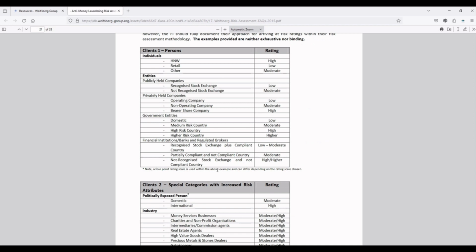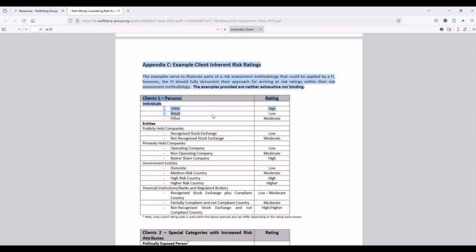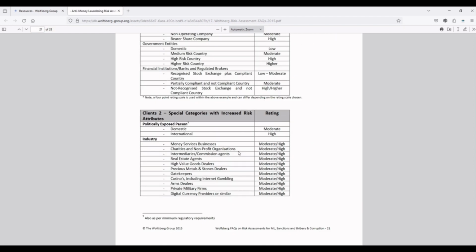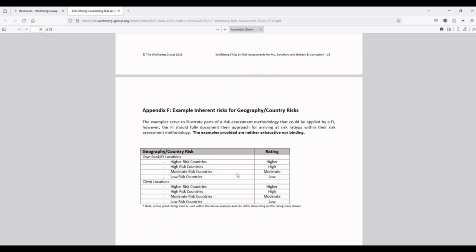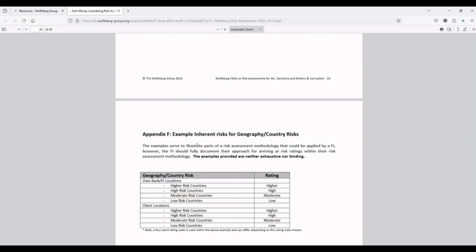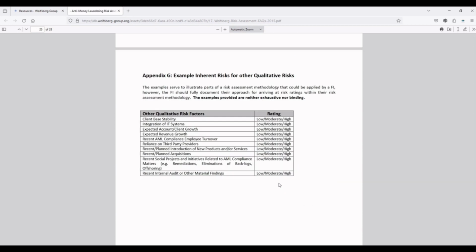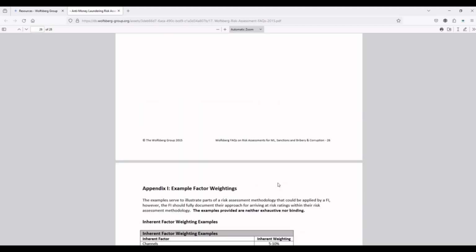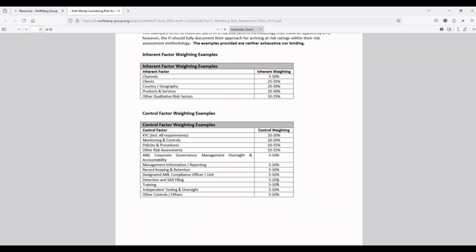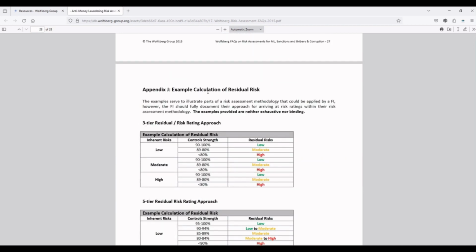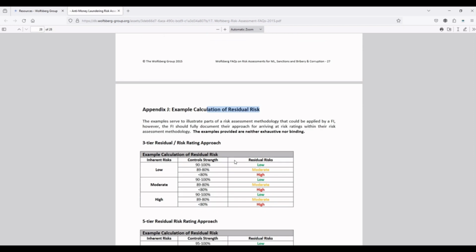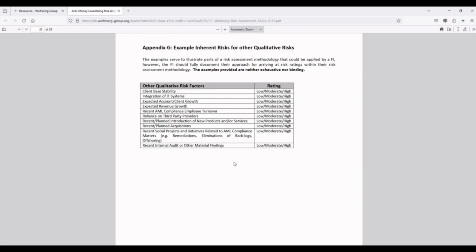guideline is that it shows the calculation process, how you need to calculate inherent risk ratings. It also includes calculation of inherent risk for different risk factors and so on. It talks about the calculation of residual risk also. So everything is clearly mentioned in this document.